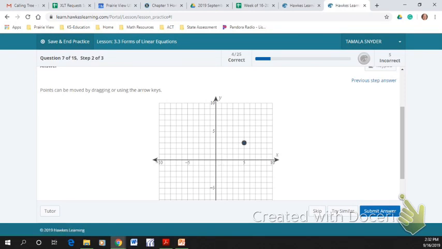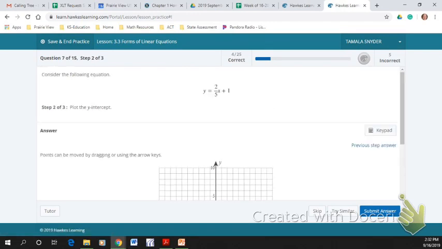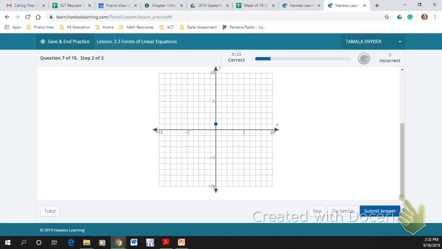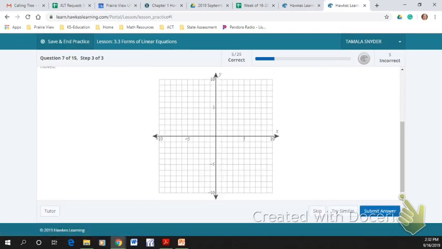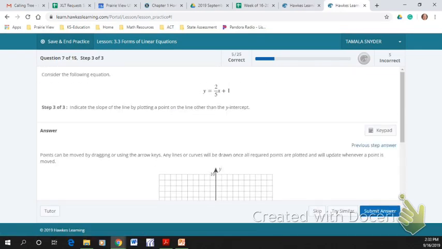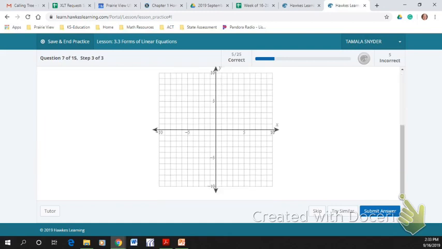What are you doing, Poseidon? Well, I thought it would give me another point. Where did you go to school? Hey, listen. Oh, you know what? I think it just wants me to plot the y-intercept. So step 2, only plot the y-intercept. Okay, submit. Now it's going to say graph it completely.